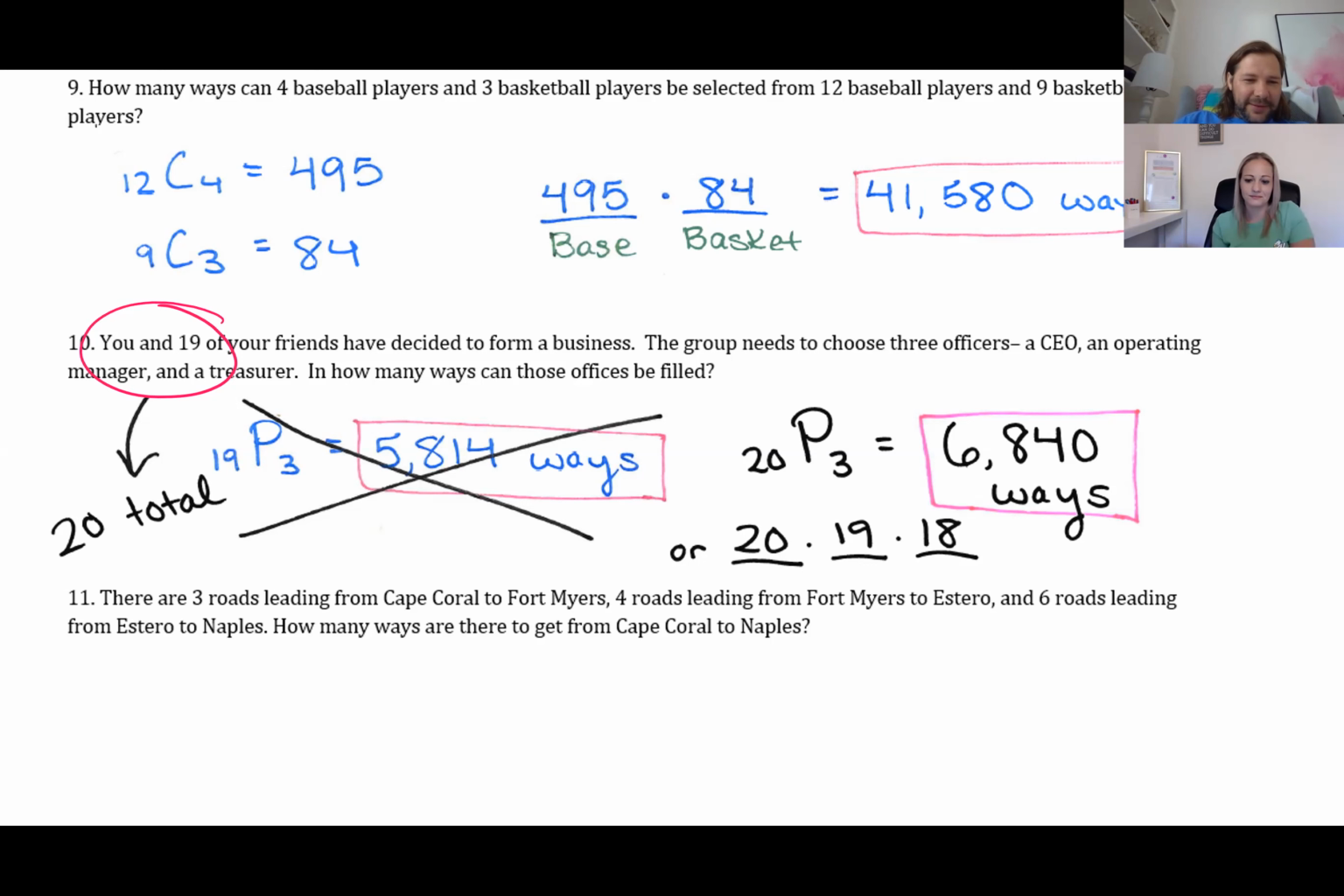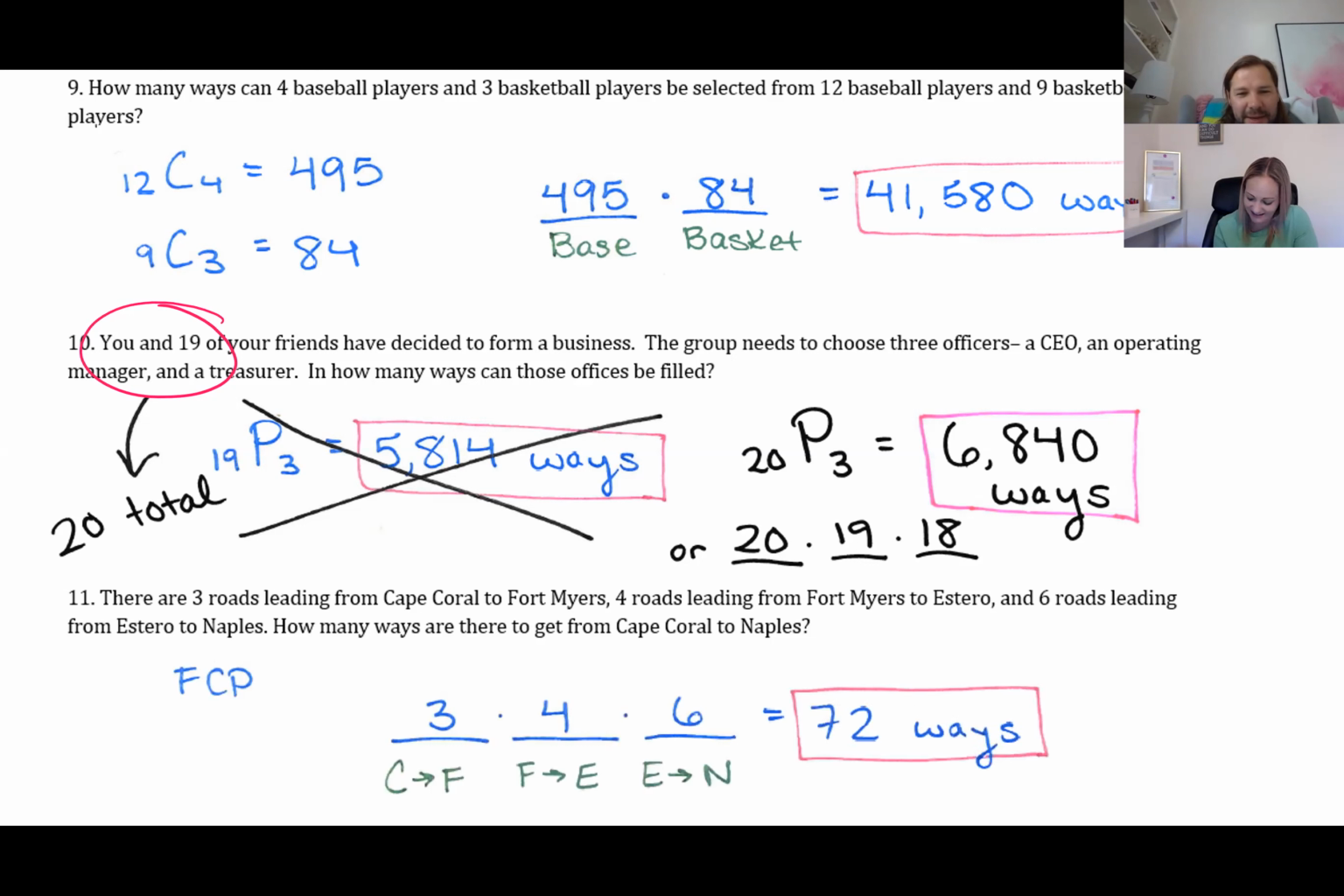Yeah. Okay, so 11 says that there are 3 roads leading from Cape Coral to Fort Myers, 4 roads from Fort Myers to Estero, and 6 roads leading from Estero to Naples. So how many ways are there to get from Cape Coral to Naples? Here you have to know a little bit about our local geography, but basically it goes Cape Coral to Fort Myers down the coast, then Fort Myers down to Estero, and then Estero down to Naples. So we're looking at 3 times 4 times 6, which gives us 72 different ways that we can get from the Cape down to Naples.